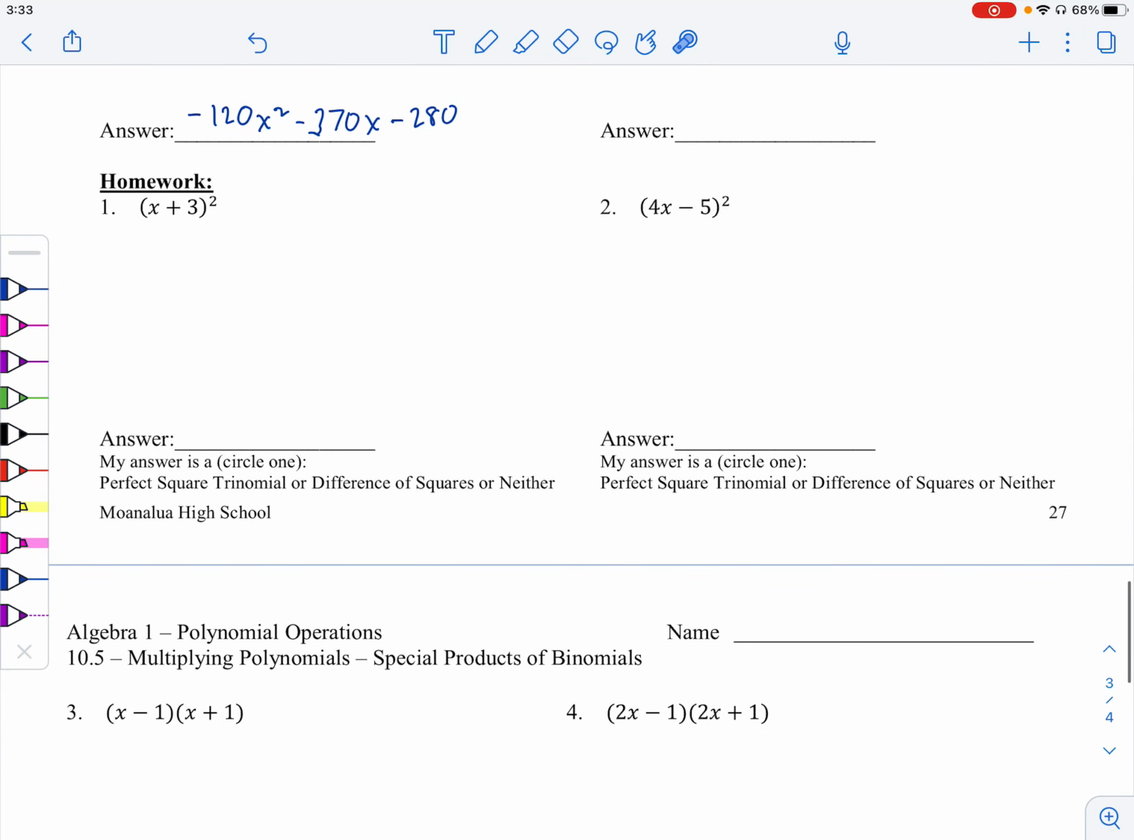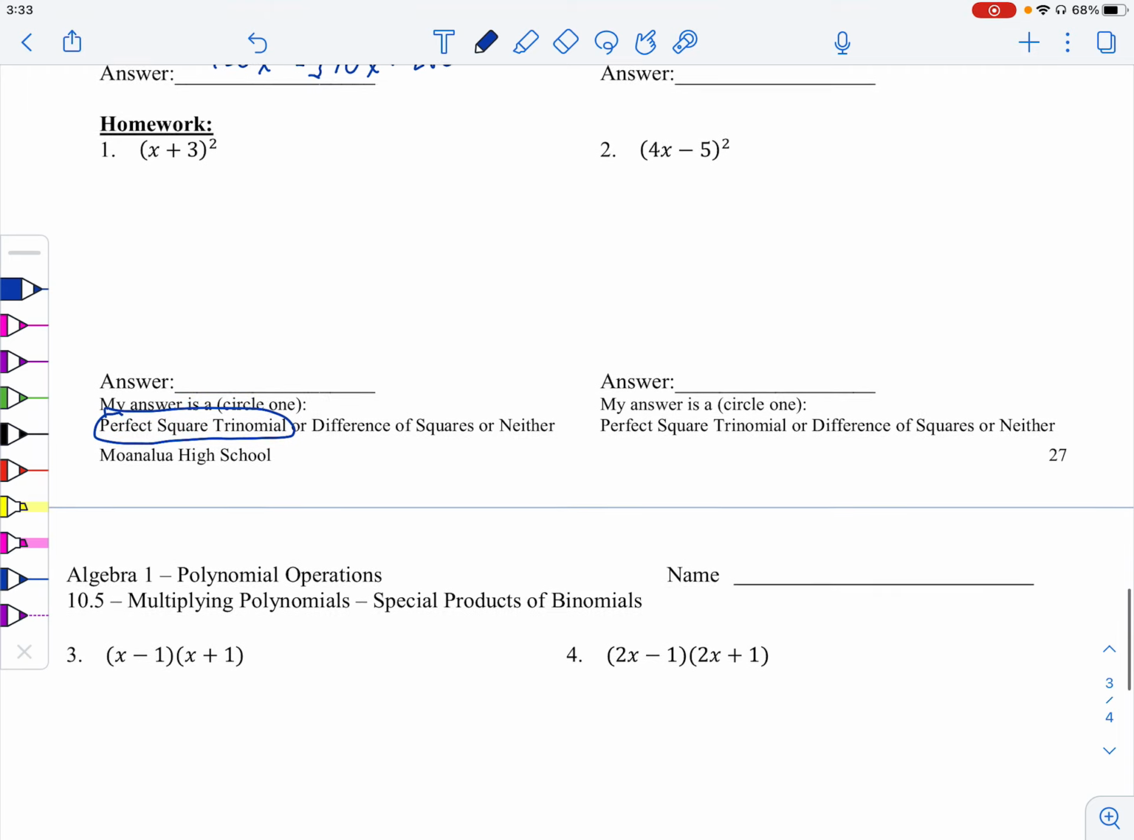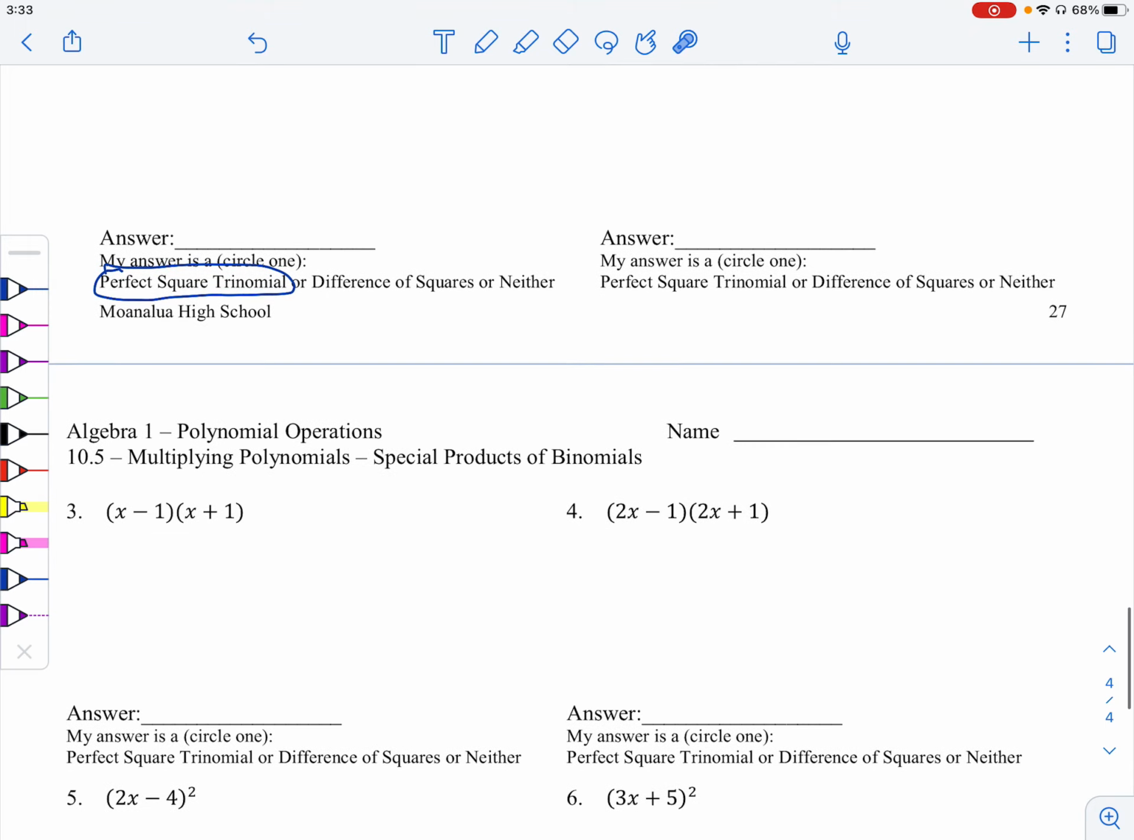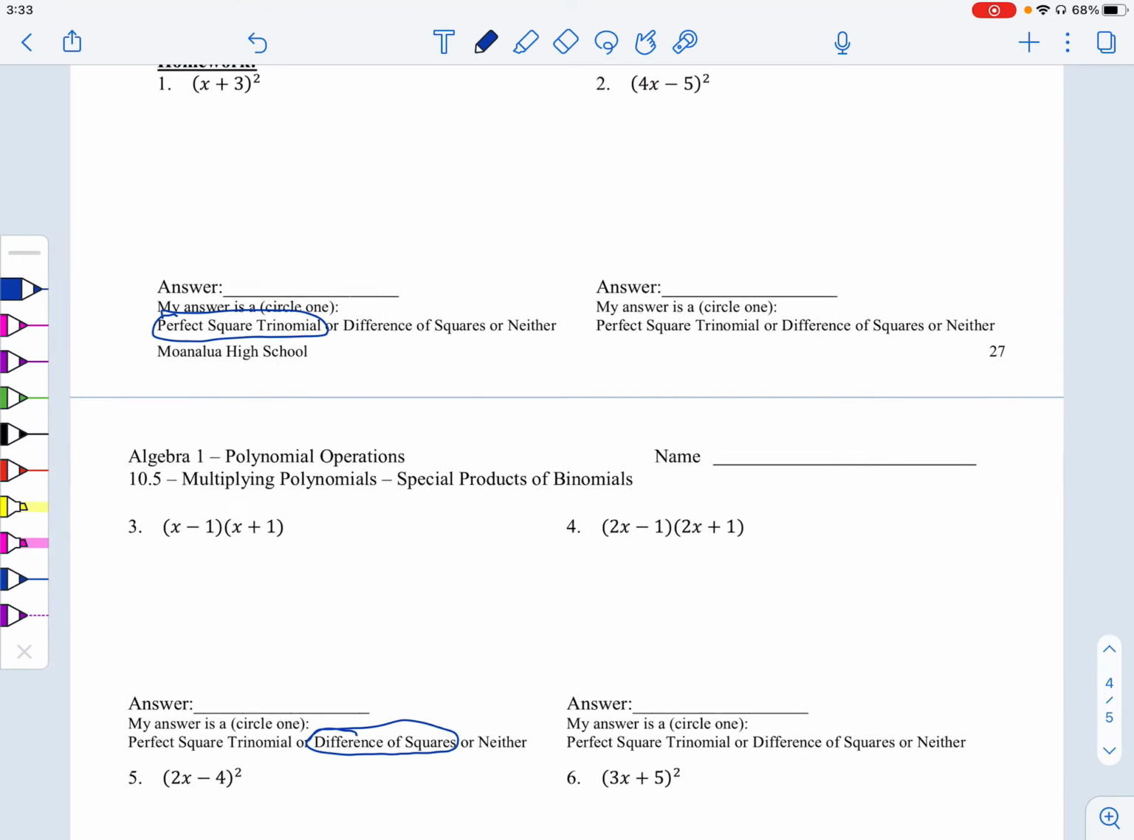Okay, so this one, binomial squared, it's going to be a perfect square trinomial. Same with number 2. Number 3, right? These are identical but have different signs, right? One is addition, one subtraction. So that's going to end up being a difference of squares. Same with number 4. All right, good luck.